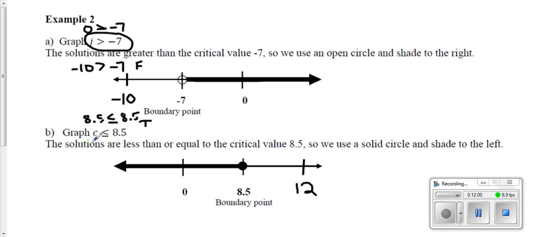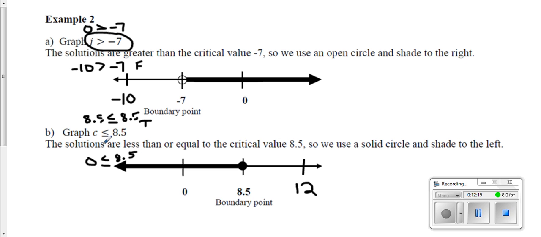Then what? We want all the numbers that are less than 8.5. That's going to the left. Okay, you could even try your test point if you're not sure. Put 0 in for C. Is 0 less than or equal to 8.5? Yes, it's less than 8.5.